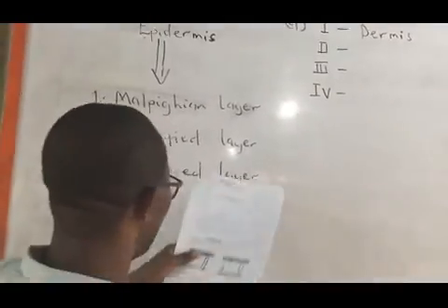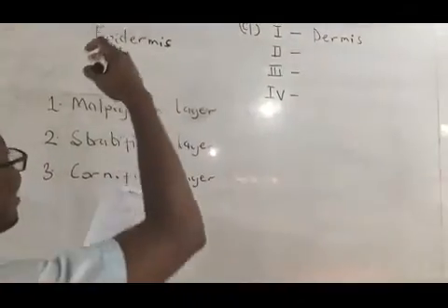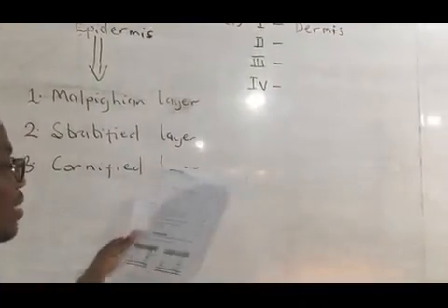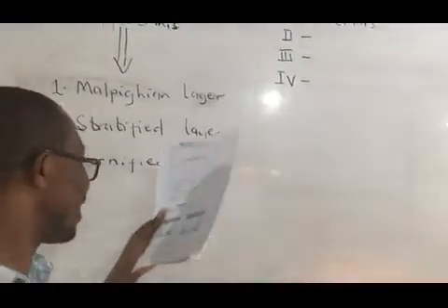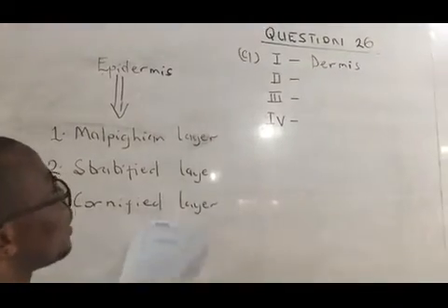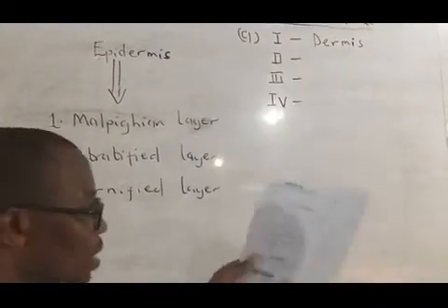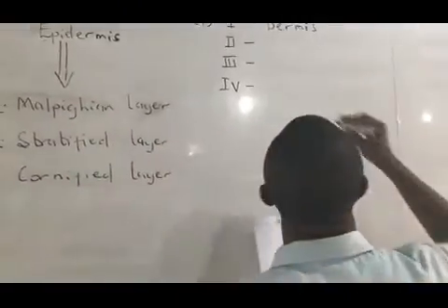Okay, so those are the upper parts of the skin. That is the epidermis. As I said, it's divided into 3 layers: Malpighian, stratified, and then a cornified layer. And then the lower layer is what we call the dermis. So that is I, and then we have II as a sensory nerve.